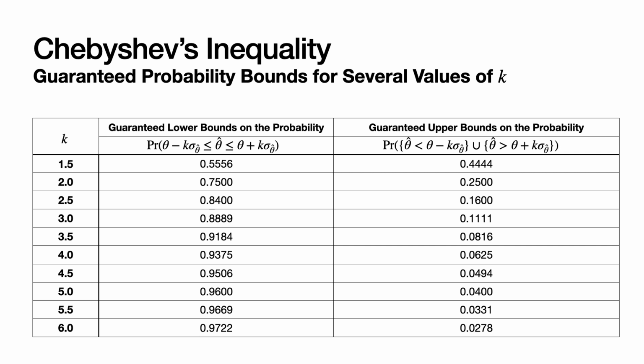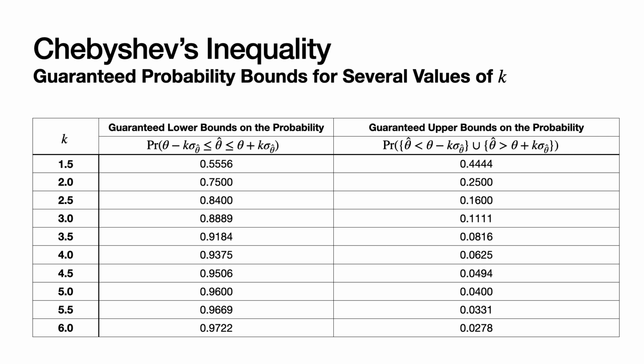In the second column, we have guaranteed lower bounds on the probability that the unbiased estimator theta hat is within k standard errors of theta. And in the third column, we have guaranteed upper bounds on the probability that the unbiased estimator theta hat is more than k standard errors away from theta.